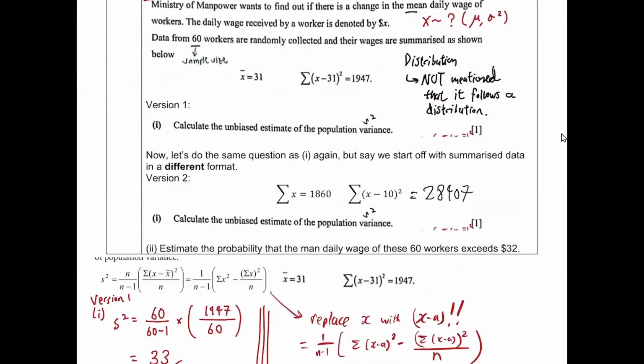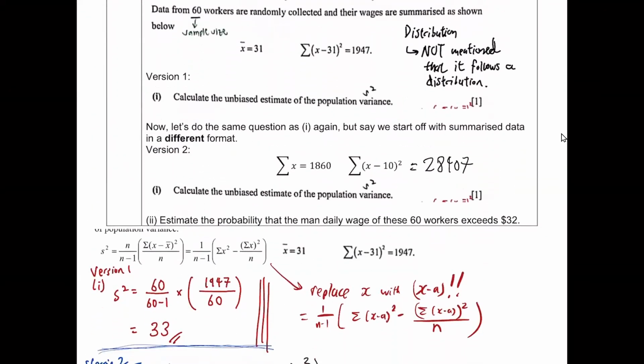Let's look at part 2. Estimate the probability that the daily wage of these 60 workers exceeds $32. Oh, that's a keyword. I'm so sorry. I finally remember: mean. Or average daily wage of these 60 workers exceeds $32.